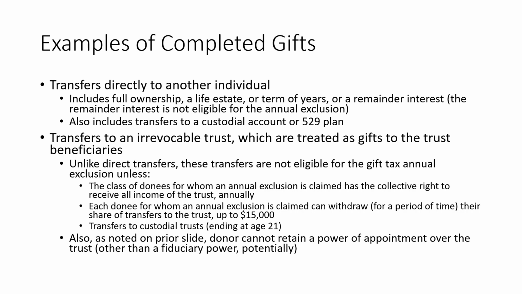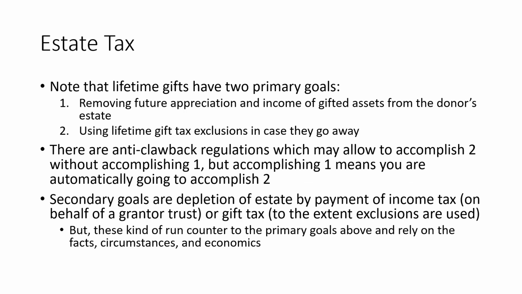Now, with that being said, the problem with completed gifts versus incomplete gifts is the giving up of donors' control and dominion, meaning the donor has no ability to economically benefit from those assets in the future. Or do they? It may be a possibility that we can look at that, but we have to first look at that in the context of the estate tax, because typically, lifetime permanent gifts have two primary goals. One is removing the future appreciation and income of the gifted assets from the donor's estate.